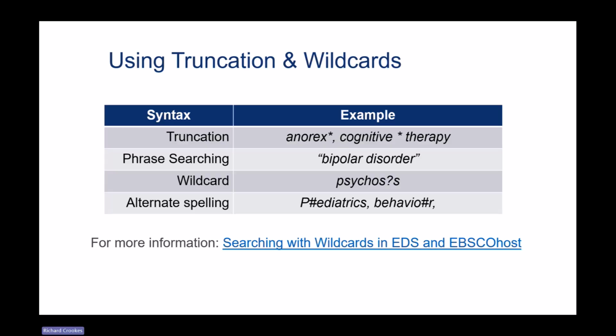And then there's alternate spelling. For US UK spelling, we use the hash wildcard. So for pediatrics, if you put the hash sign after the p before the e, it will find US spelling as well as UK spelling. And likewise with behavior, again you think of behavioral therapy, then io hash r will find iour as well. So there's more information in EBSCO Connect, and I've put a link there to searching with wildcards, which should assist you in coming to terms with how these are used.